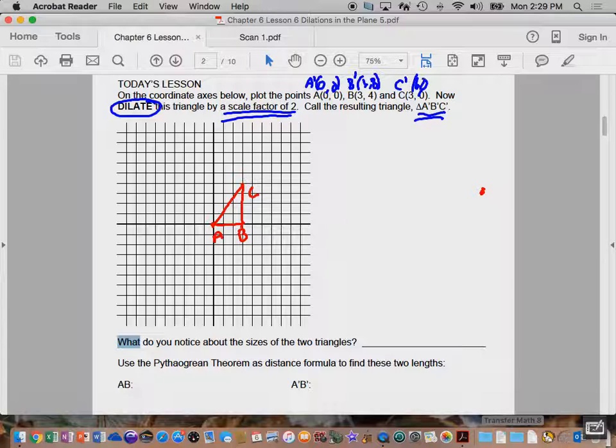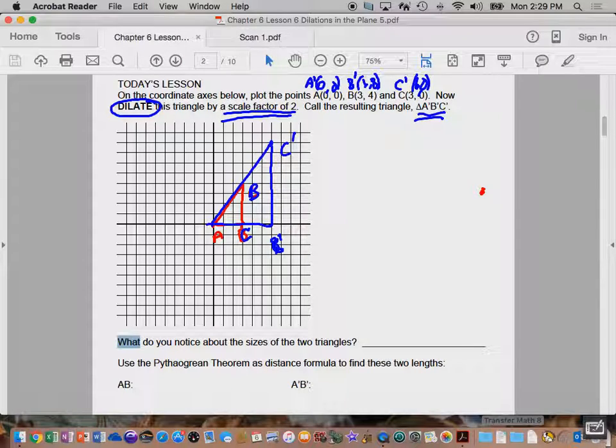So I'm going to go to 0, 0, same point. Then I'm going to go to 6, 0, that's B prime. Then I'm going to go to, oh, did I have this backwards? I'm sorry, this is B and this is C. So this is C prime. And then I go to 6, 8, which would be 1, 2, 3, 4, 5, 6, 7, 8. There you go.